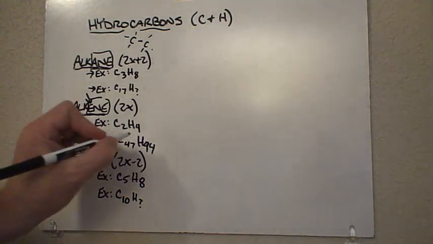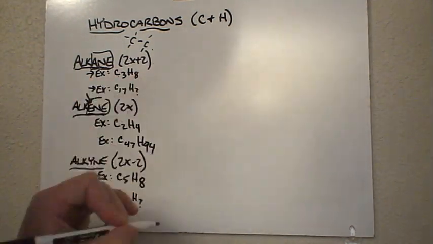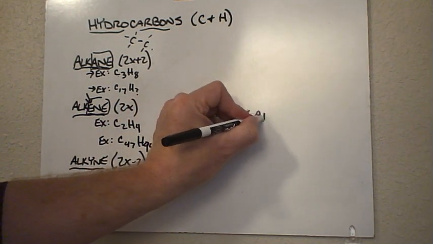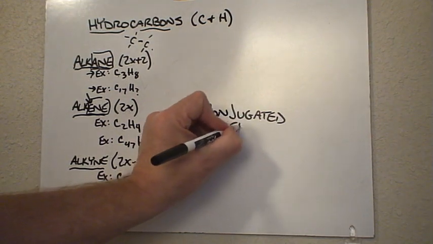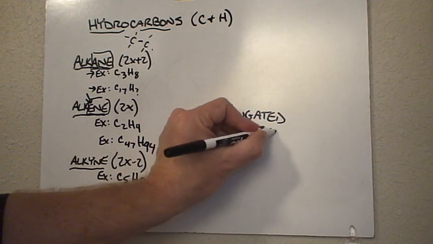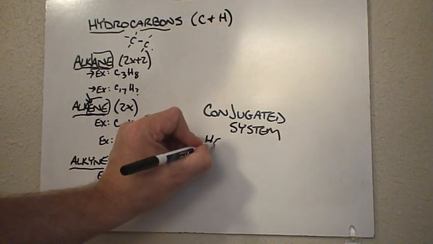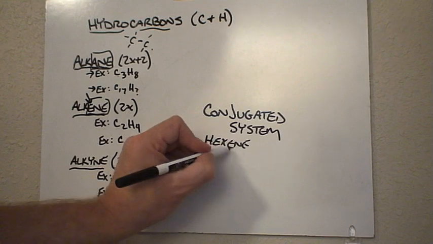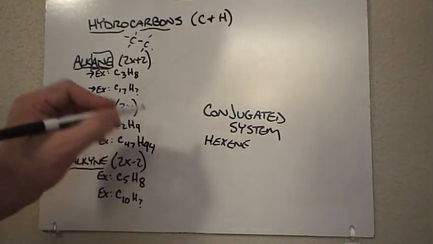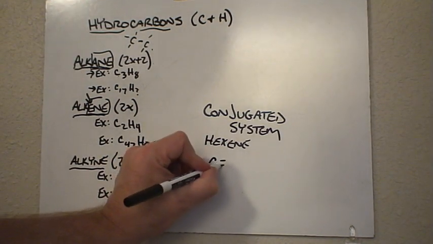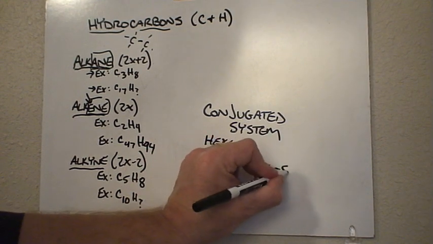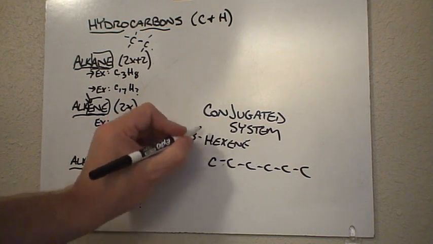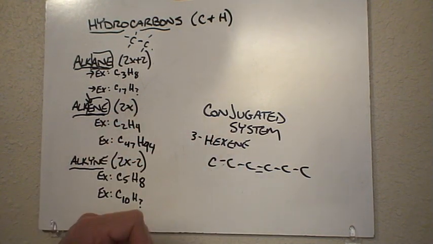If the double bond is in a different spot other than the first position, we would refer to this as a conjugated system. Again, we would see hexene, which means hex means 6, and I'll get to that in a moment. Ene means a double bond. If I just see hexene, I would automatically put it in the first spot. But if I see 3-hexene, it is an example of a conjugated system. I would put a double bond here.